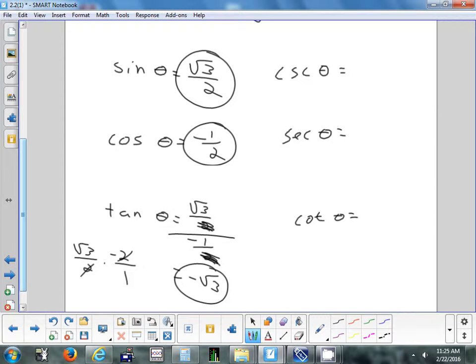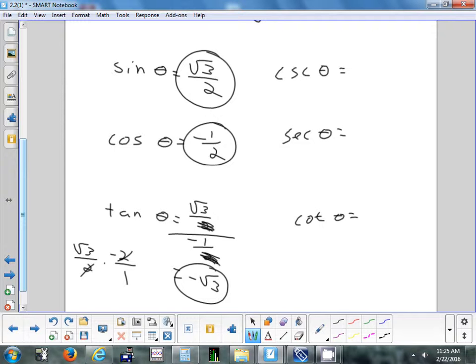Hey, any questions on the sine, cosine, or tangent? Okay, now to find the 3 on the right, all we have to do is take what we already have and do something to it. Does anybody remember what we got to do to each one of these? Flip them. Okay, flip each one of them, and that's going to give you the one on the right.